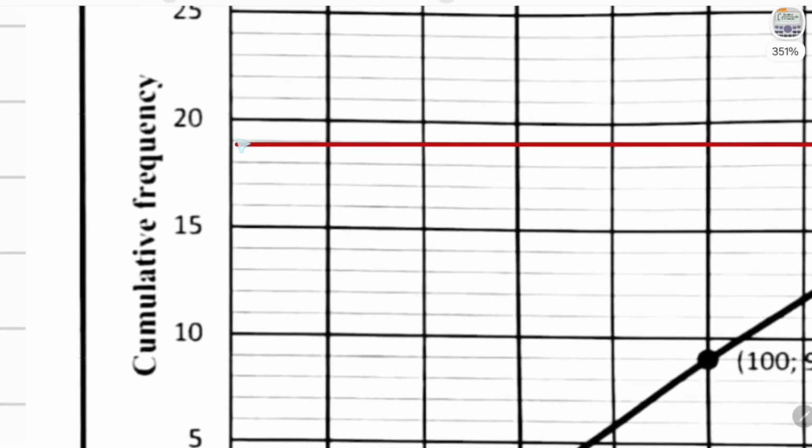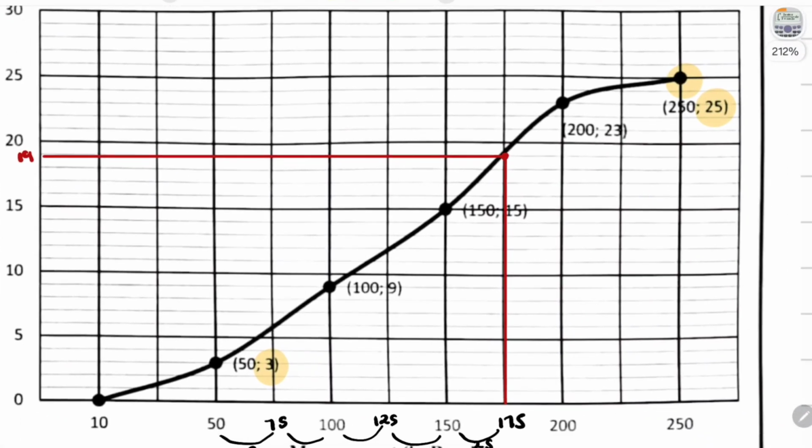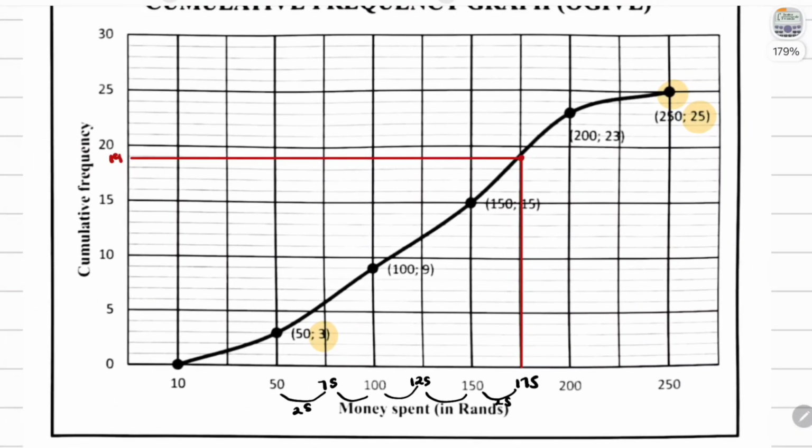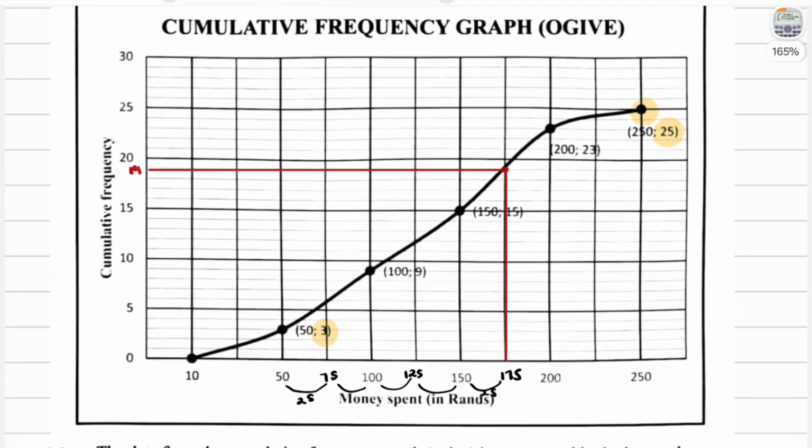So let's just also see what this is counting in. So we have 15, 1, 2, 3, 4, 5. So it's in intervals of 1. Okay, so it's just 15, 16, 17, 18, 19, and then 20. So this is how we will find out now the amount of learners that spend more than 175 Rand. It means that the total learners, right, that spent 175 or lower than 175 would have been 19.